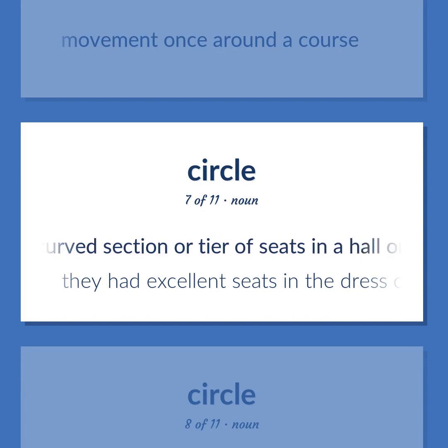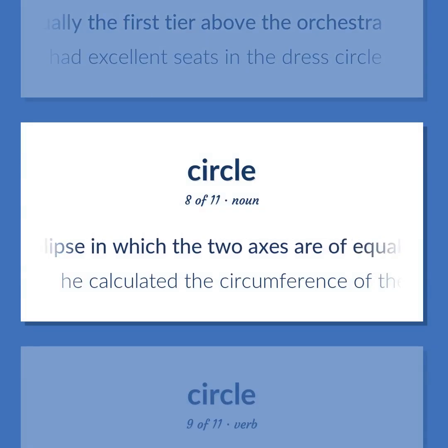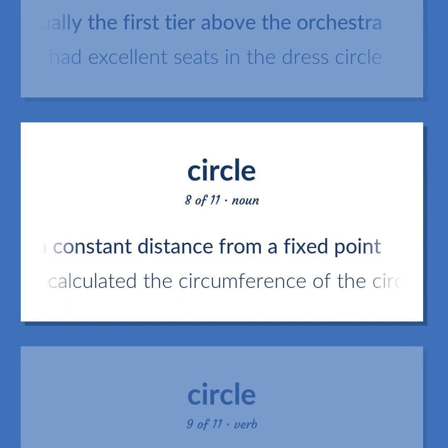A curved section or tier of seats in a hall or theater or opera house, usually the first tier above the orchestra. They had excellent seats in the dress circle. Ellipse in which the two axes are of equal length. A plane curve generated by one point moving at a constant distance from a fixed point. He calculated the circumference of the circle.